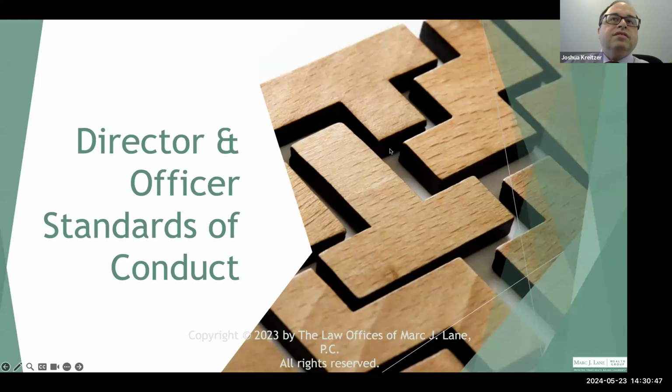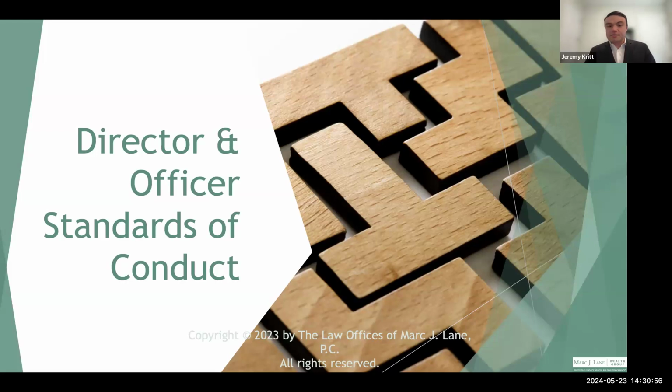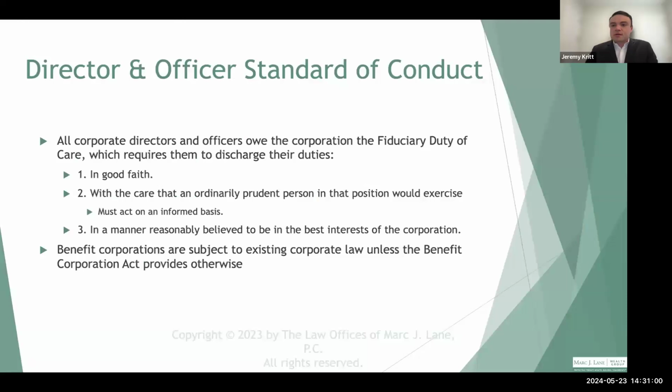Okay, so the final key feature of the benefit corporation is accountability. And really the first aspect of that is director and officer standards of conduct. So as I've discussed at the start of the presentation, the starting point for all benefit corporation law is just traditional corporate law.